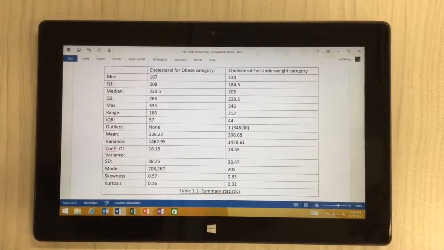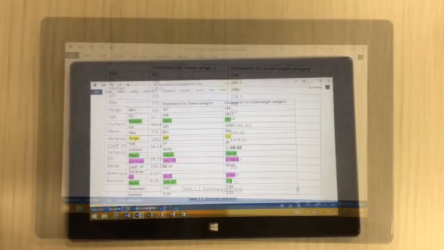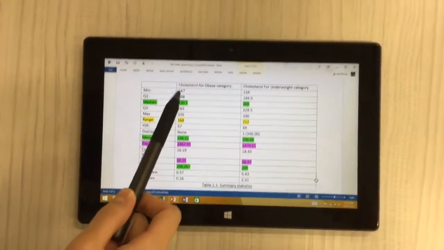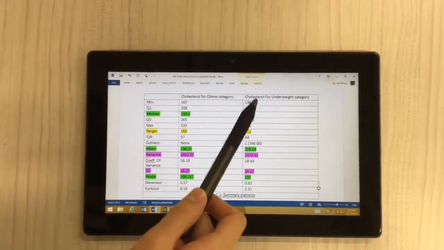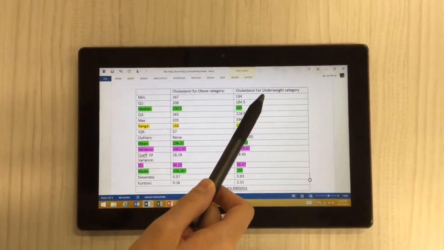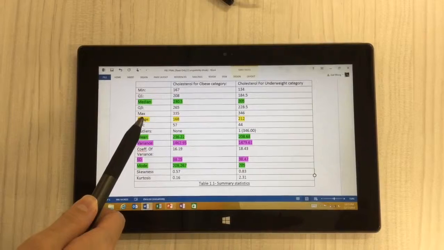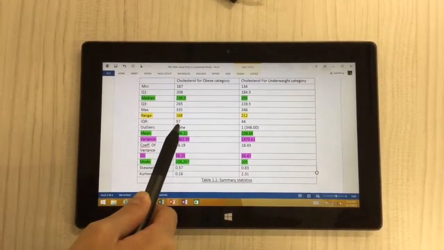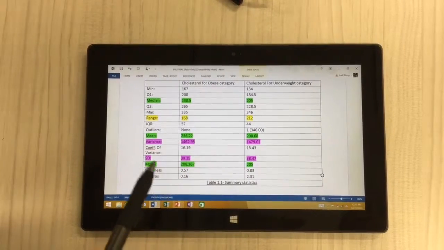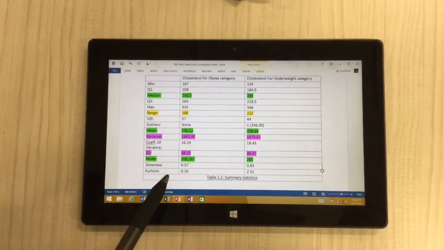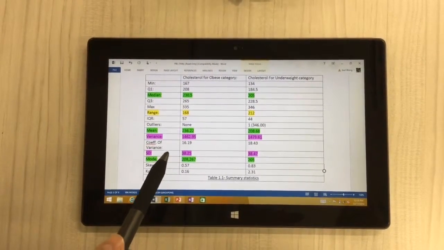Hi, I'm Caris, and now I'll be presenting to you the descriptive statistics for this PBL. This table shows the descriptive stats of the results that we tabulated from Minitab. From this table, you can see that the first column represents the total cholesterol for obese male, and the second column represents the total cholesterol for underweight male. As you can see, the range that is highlighted in yellow represents the range of the data for each category. The median, mean and mode, which is highlighted in green, represents what we're going to use to calculate central tendency.